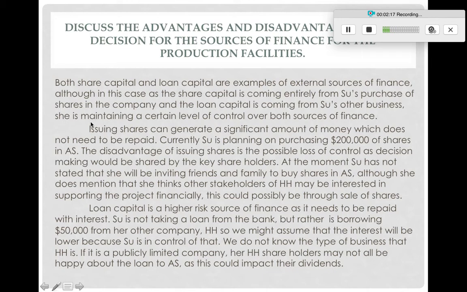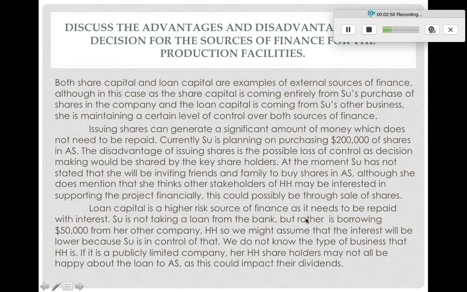Issuing shares can generate a significant amount of money, which does not need to be repaid. Currently, Sue is planning on purchasing $200,000 worth of shares in AS. The disadvantage of issuing shares is the possible loss of control, as decision-making will be shared by the key shareholders. But at the moment, Sue is not stating that she will be inviting friends and family to buy shares in AS, although she does mention that she thinks other stakeholders of HH might be interested in supporting the project financially. This could possibly be through the sale of shares.